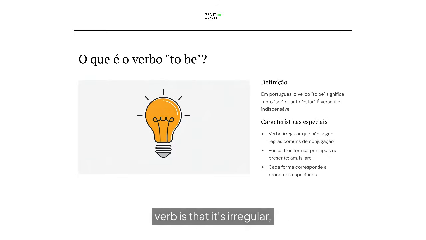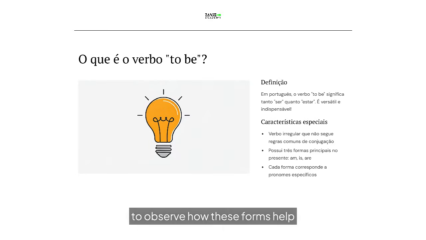Another key feature of this verb is that it's irregular, meaning it doesn't follow the usual rules of conjugation that many other verbs do. Instead of adding endings or changing letters as you might with regular verbs, to be has three distinct forms in the present tense: am, is, and are. Each of these forms corresponds to specific subjects. For instance, we use am exclusively with I, is with third-person singular subjects like he or she, and are with plural subjects or the pronoun you.